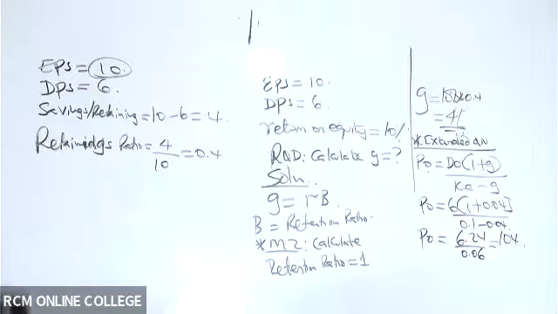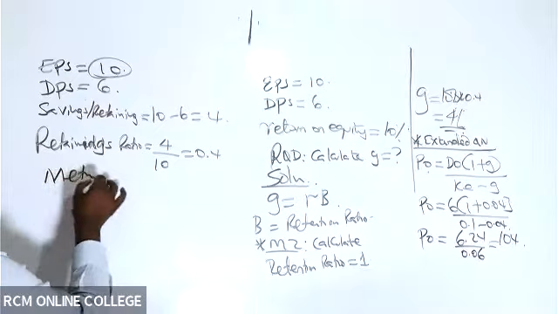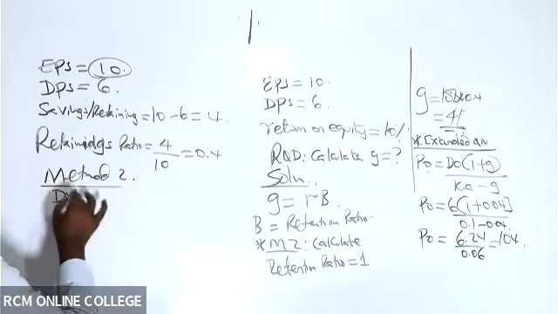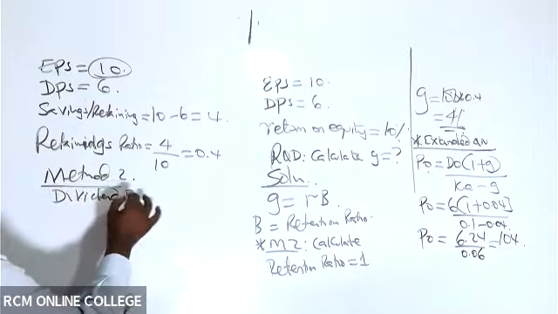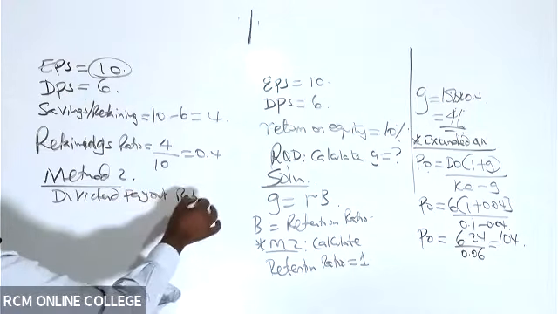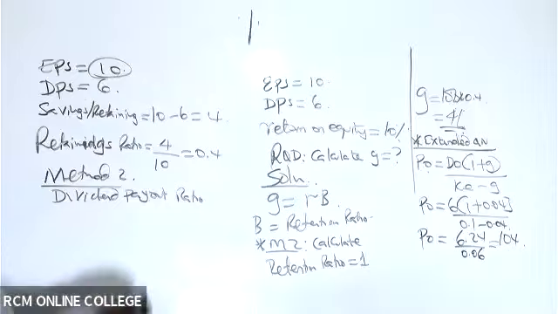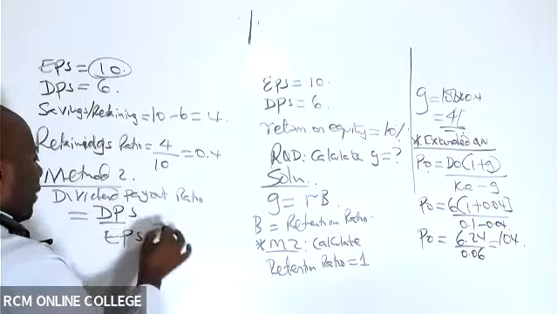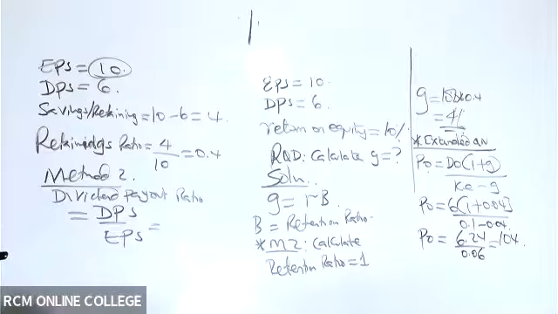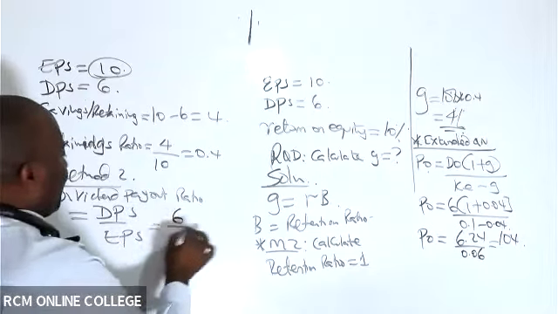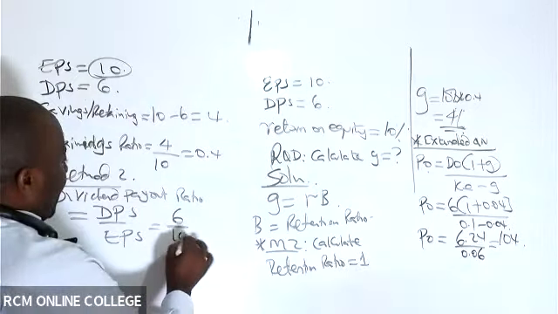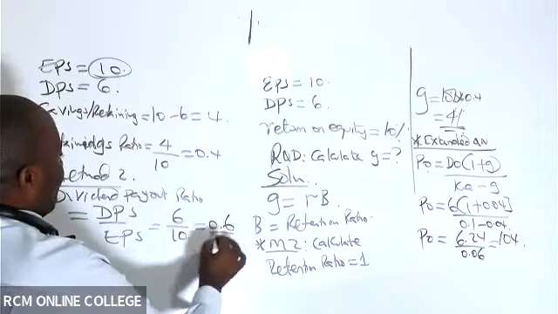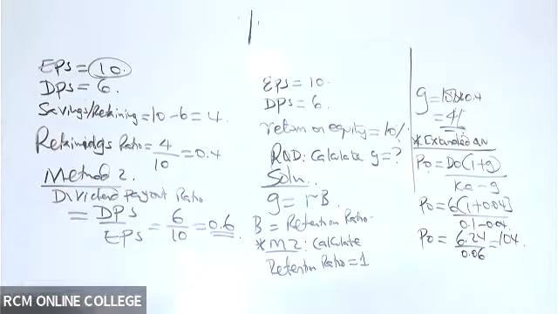Or you can as well use method 2. So under method 2, we have what we call the dividend payout ratio. How do we get the dividend payout ratio? We normally take DPS over EPS. So what is our DPS here? It is 6 over EPS, which is 10. So this gives you 0.6. This is what we've been able to pay, which is the same as 60%. So we are paying 60%.